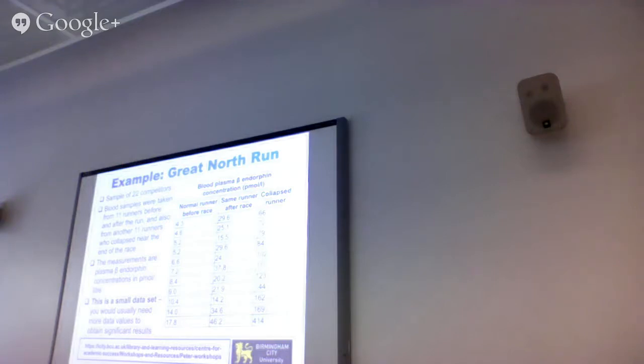So you've got the collapsed runners in the third column. As I've already said, this is a small data set, but we're looking at quite large effects. Obviously if I'd put a lot of data here, it would have been difficult to take in the numbers. But you can generally see that the after values are bigger than the before values, and the collapse values are even higher. So people who collapsed were struggling, and their body was creating more endorphins than even the people who run normally. So they collapsed near the end of the race.